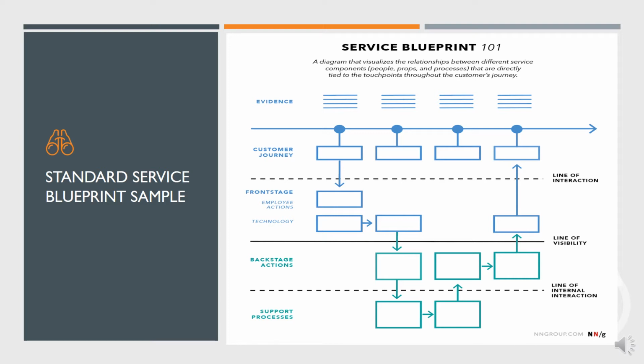As mentioned also, there are primary lines, and these are the line of interaction. It depicts the direct interaction between the customer and the organization. Next is the line of visibility. It separates all service activities that are visible to the customer from those that are not visible. And the next line is the line of internal interaction. It separates contact employees from those who do not directly support interactions with customers or users.